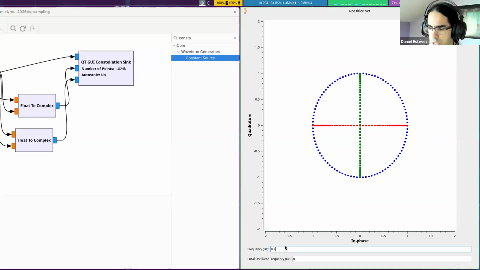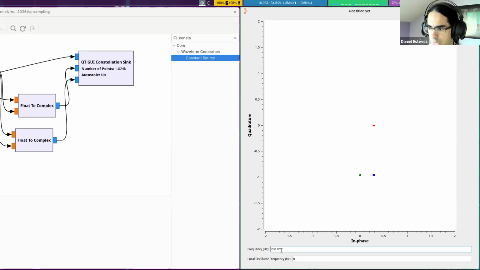If I set it to a frequency of 0.2 hertz, that means it takes 5 seconds to do a lap around the circle, and you can see it more clearly, right? You can see the blue point going around the circle, and the red and green are the real part and imaginary part of that point. They are the projections on the axis.